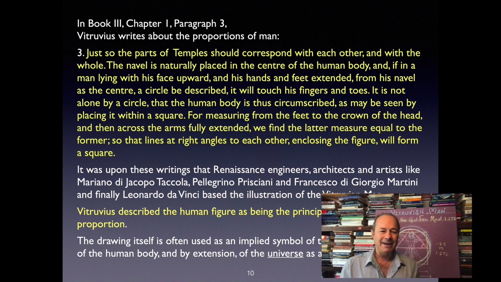And if in a man lying with his face upward and his hands and feet extended, from his navel as the center, a circle be described, it will touch his fingers and toes. It is not alone by a circle that the human body is thus circumscribed, as may be seen by placing it within a square. For measuring from the feet to the crown of the head and then across the arms fully extended, we find the latter measure equal to the former, so that lines at right angles to each other enclosing the figure will form a square.